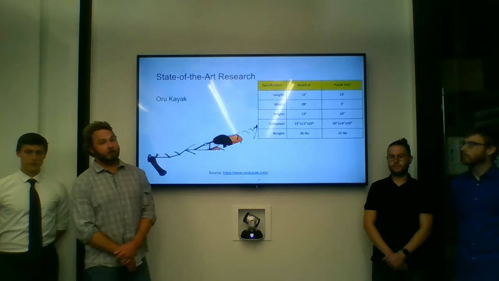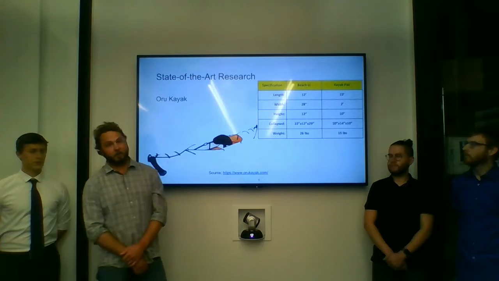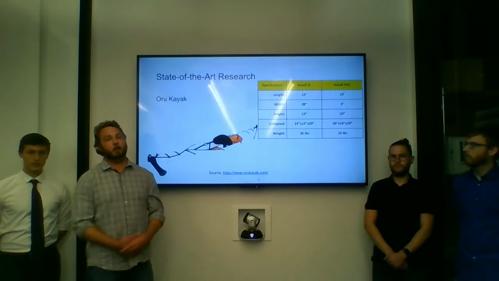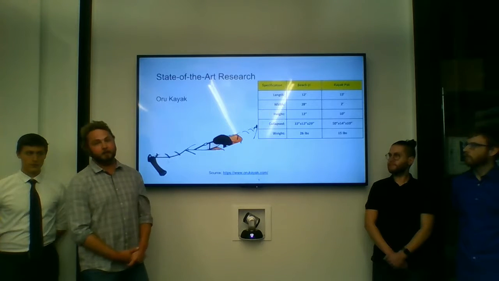And also, it's important to note the cheapest Oru kayak you can buy is $1,400, and our kayak drastically comes underneath that.